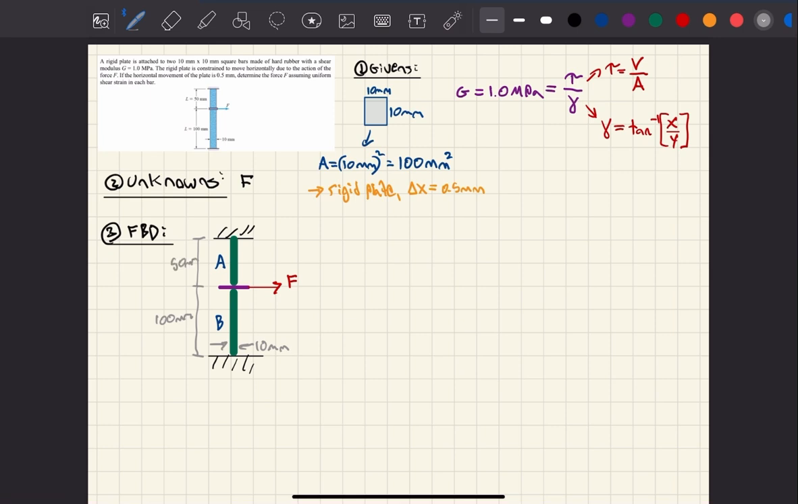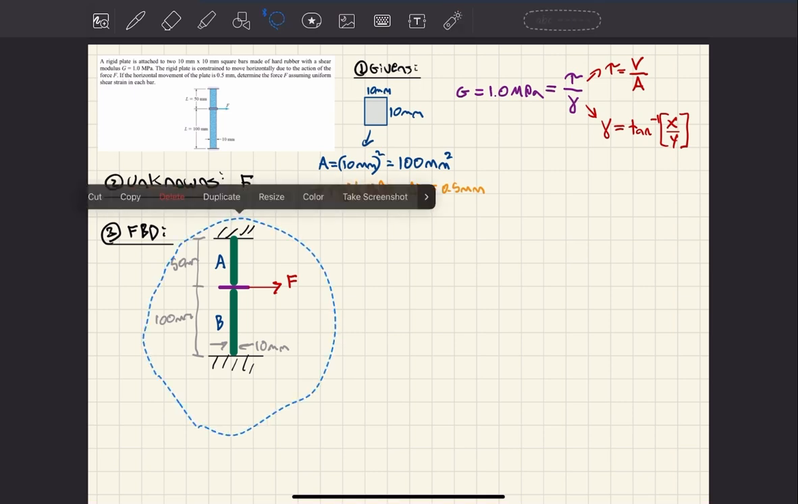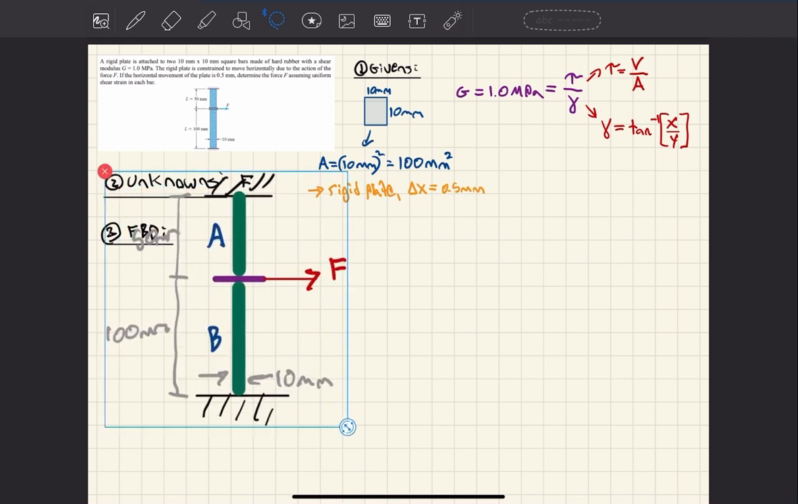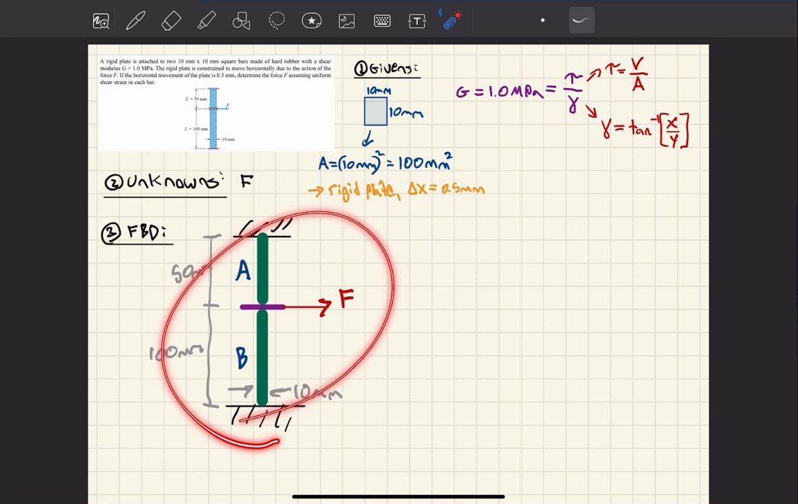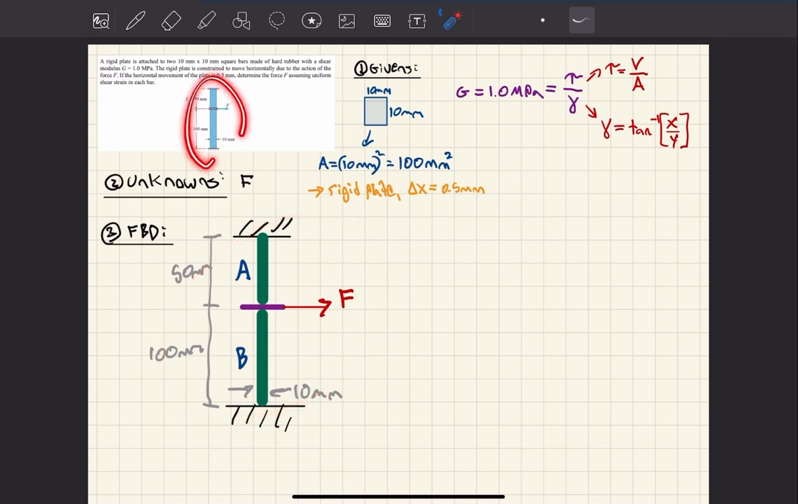Perfect. That's a good free body diagram. However, actually, it's not a good free body diagram. Have I done all the forces? That's the question. Let me make this a bit bigger. Have I put all my forces on here? Well, no. It doesn't show it in this diagram, but when I apply this force, is there going to be any reaction force from bar A and bar B? Well, yeah, because if I just apply this force, then obviously it would just leave, right? What's stopping it? What's constraining this rigid plate from just leaving?